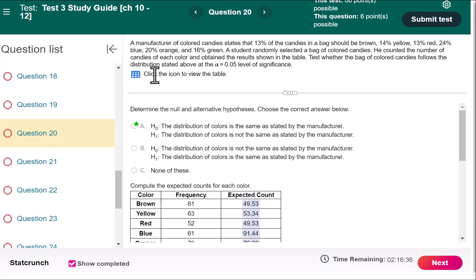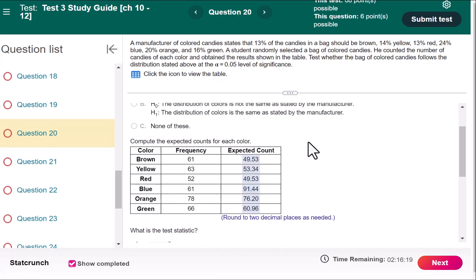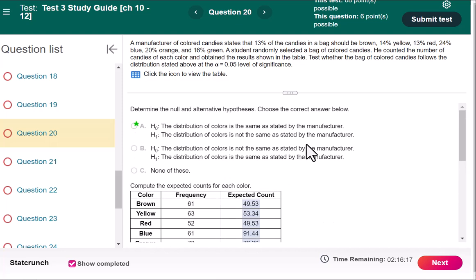Now, in order to find the test statistic here, you need the observed values. This is what we got from when we counted the colors in the bag. And the expected values are based on the expected percentages. So how do we find the expected count? This is something, guys, that you have to do by hand, even if you use technology, not just to find the test statistic and p-value.